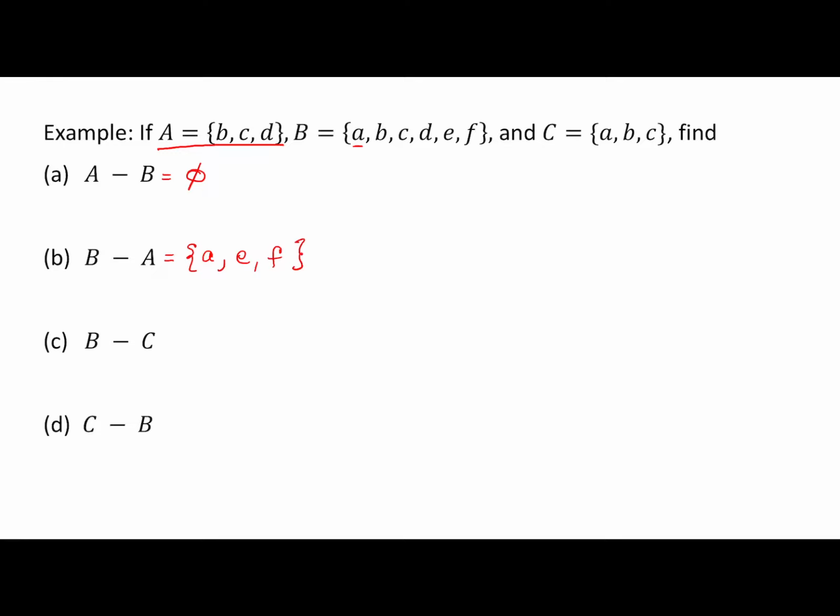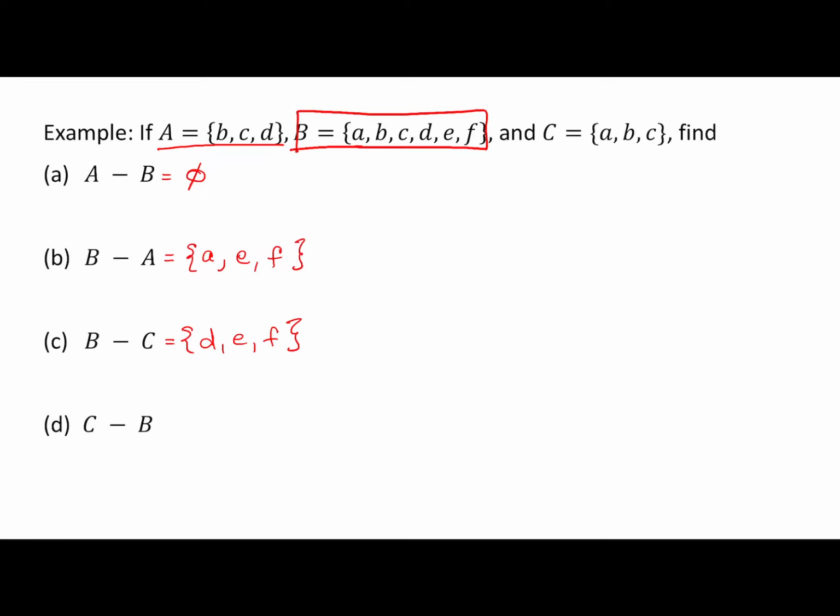What about the complement of C relative to B? So here again, B is my universe. So I'm thinking of this as my universe, and then C is the set that I'm taking the complement of relative to B. Okay, so I want to list the things in B that are not in C. Here, A, B, C all live in C, and so I'm left with D, E, F.